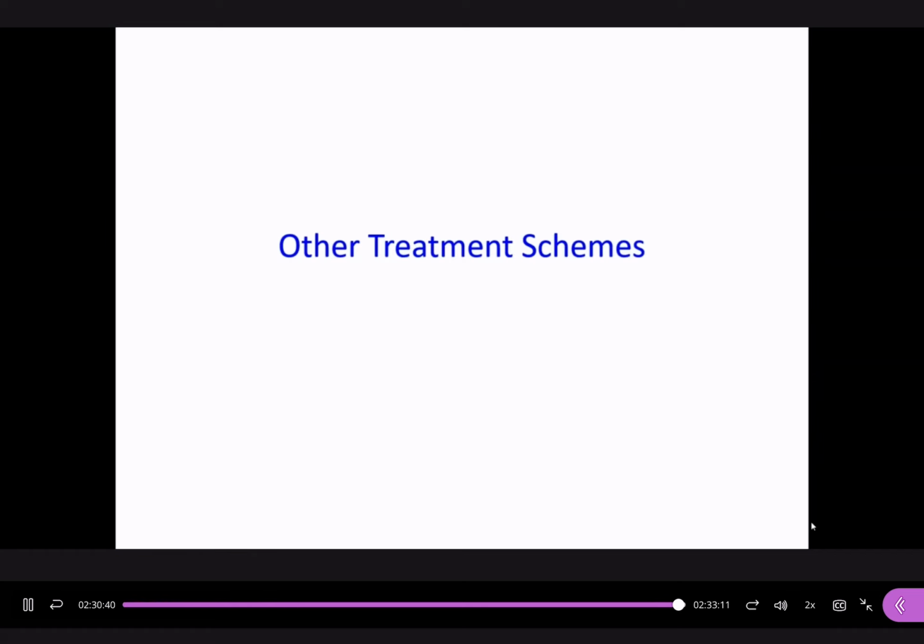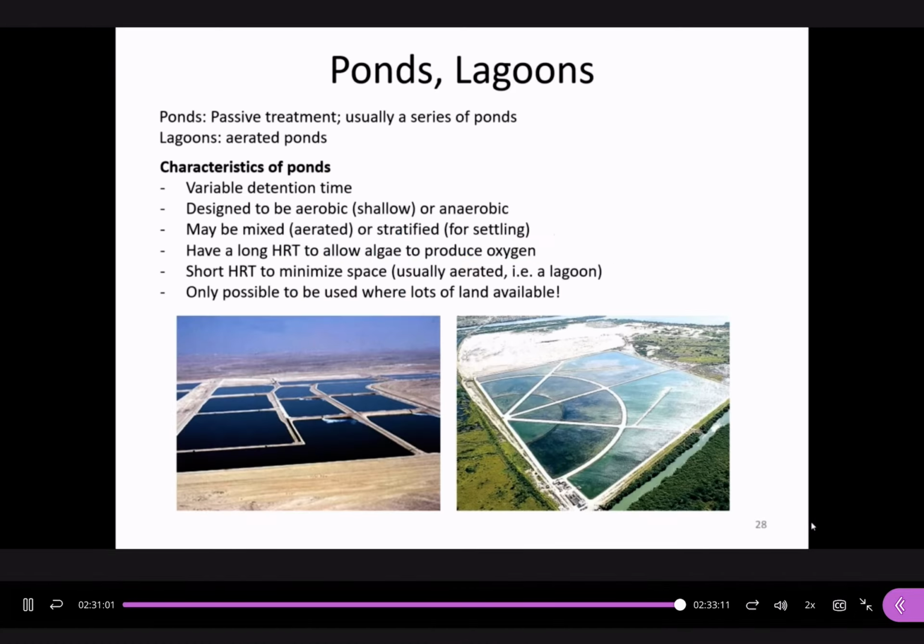So the attached growth treatment scheme is still not mainstream. You can find trickling filters in some other places. Activated sludge is probably the most popular type, so we spend a lot of time on it. And we have some low-tech technologies, like ponds and lagoons. A lot of land is needed. Passive treatment is usually a series of ponds, lagoons, aerated ponds.